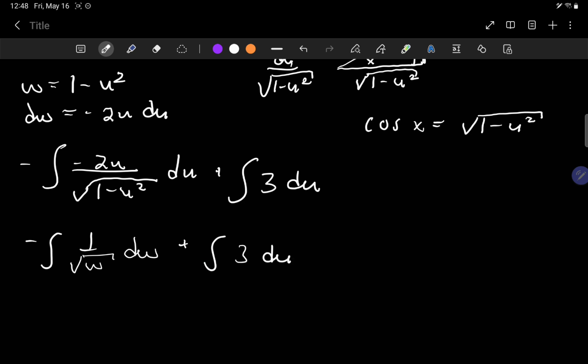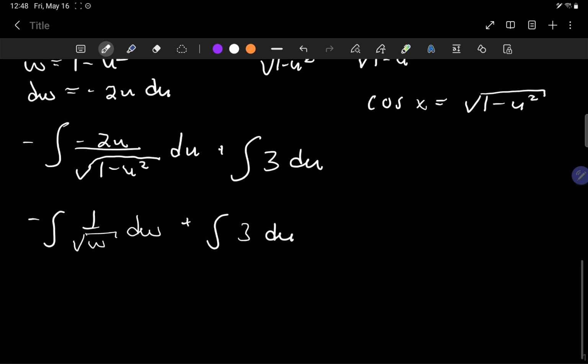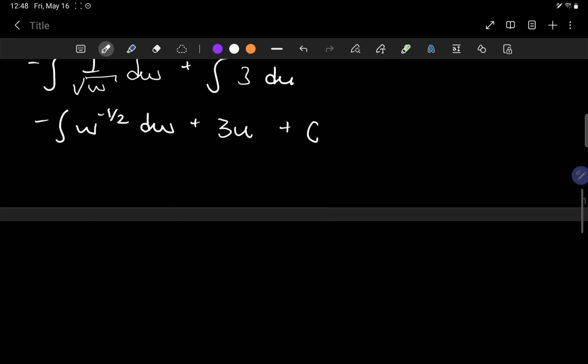Now, I actually personally wouldn't do that substitution. I would just say, oh, I've got my derivative. My derivative is present inside the integrand, so I can just integrate that radical. And that would be w to the negative 1/2 dw. Now I'm going to go ahead and integrate this thing. So this is just going to be 3u. Then we can put our plus c out here.